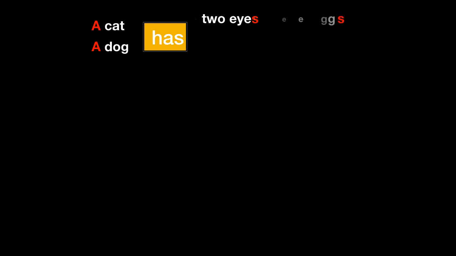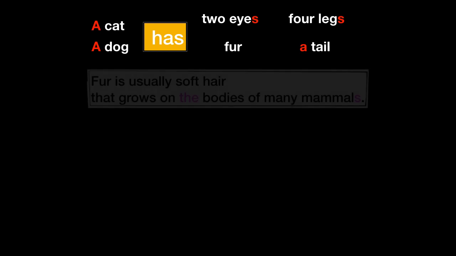A cat, a dog, has 2 eyes, 4 legs, fur, a tail. A dog has 2 eyes. A cat has 2 eyes. A cat has 4 legs. A dog has fur. A dog has a tail.